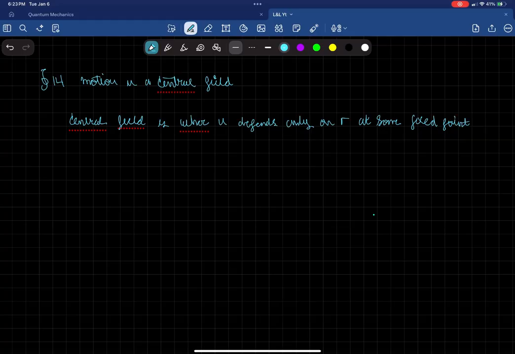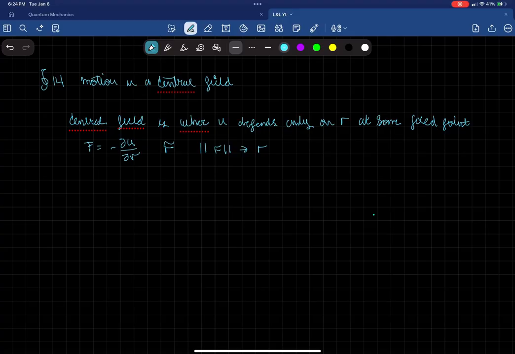The force acting on the particle is F equals negative del U del r, and its magnitude is likewise a function of r only, and its direction is everywhere that of the radius vector. So its direction would be r hat, and its magnitude is also a function of r.